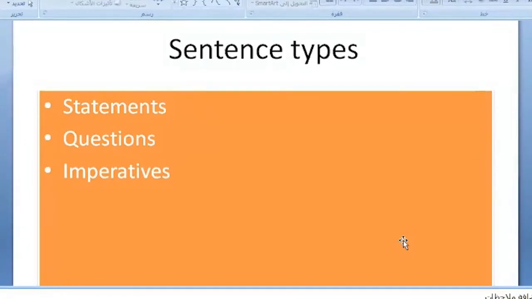And again, they can be positive by starting with only the infinitive, and they can be negative starting with don't or never, plus infinitive, of course. And basically in imperatives, there is a difference in ranking. I mean, there is a difference in rank between the speaker and the listener.